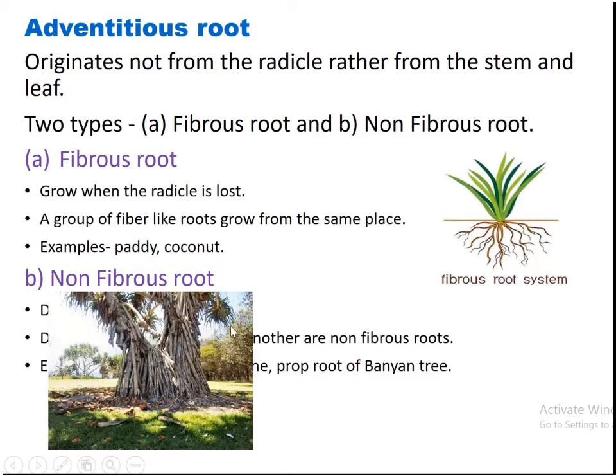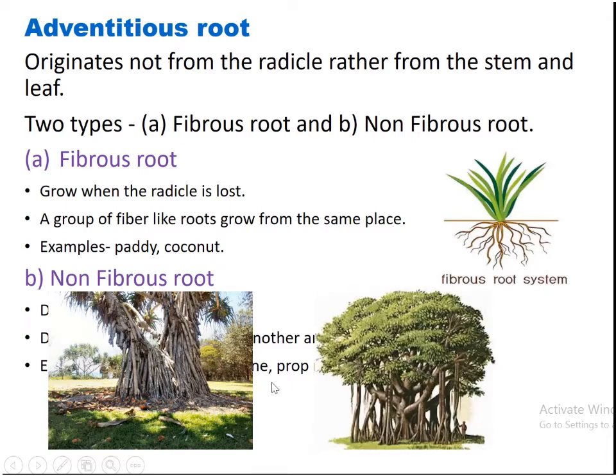This is an example of non-fibrous roots. This plant is called the screw pine, and these roots are stilt roots. These stilt roots are non-fibrous roots. Another example of a non-fibrous root is the prop root of the banyan. These prop roots are the non-fibrous roots of the banyan. They do not grow in a cluster, and they develop separately from one another.